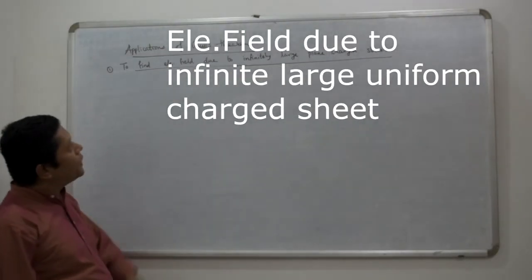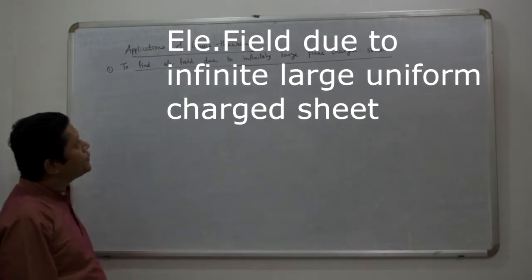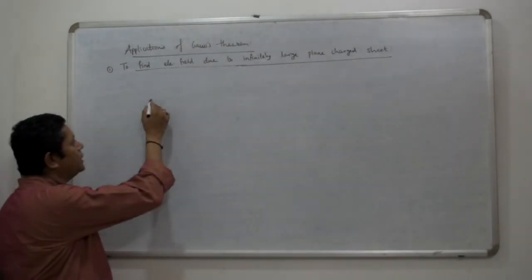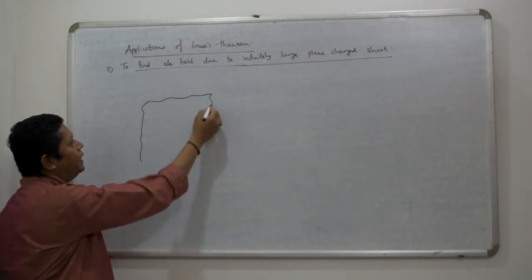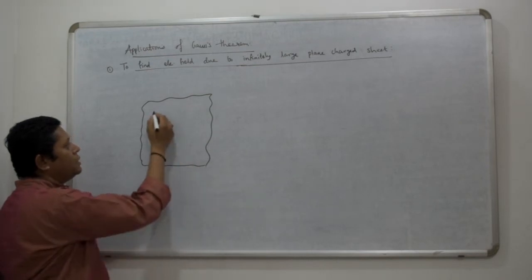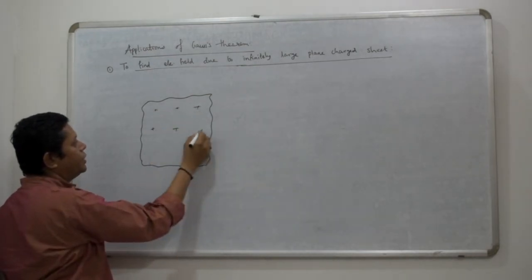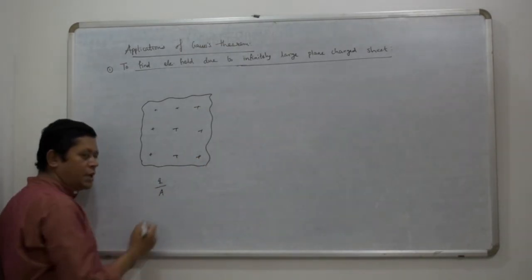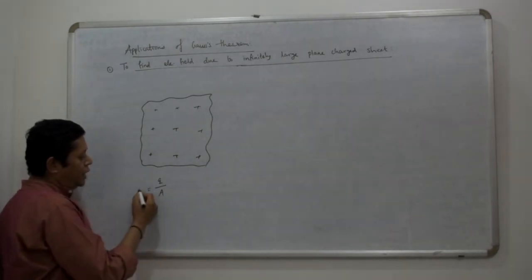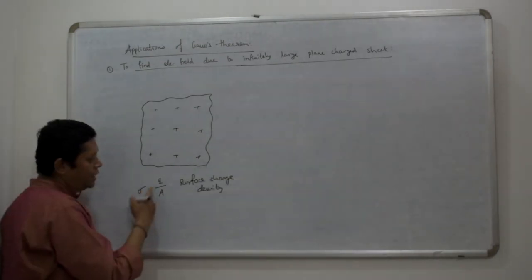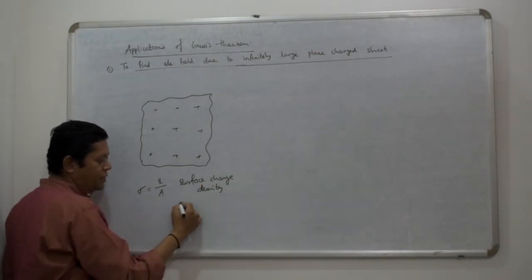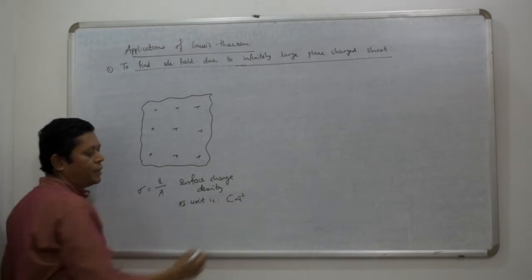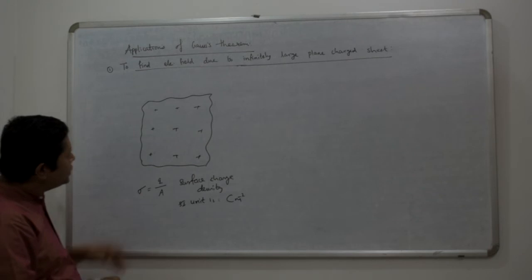Another application of Gauss theorem is to find the electric field due to an infinitely large plane charge sheet. Let us consider this surface, infinitely large it is, on which a certain charge is distributed uniformly. Here, if charge Q is distributed on surface area A, then this quantity is represented by the symbol sigma. Sigma is equal to Q by A, that is called the surface charge density. SI unit is coulomb per meter square. Let this surface charge density be uniform.